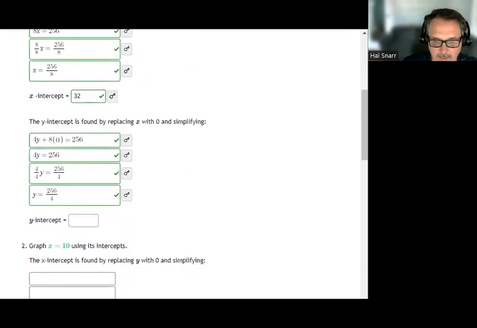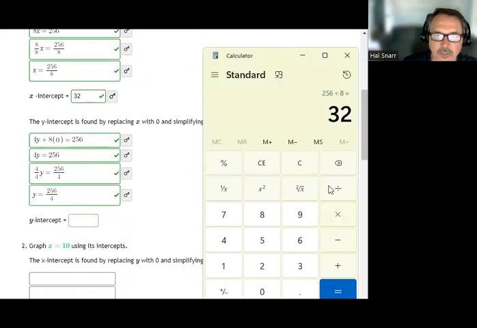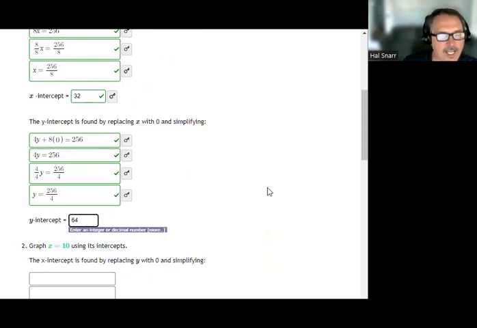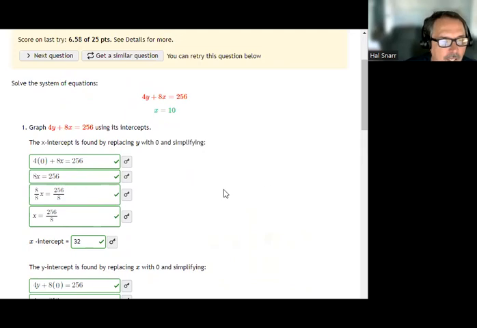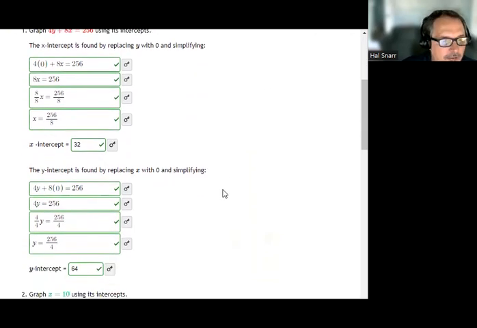And then I pull up my calculator, or I have a student pull up their calculator. We take 256 divided by 4, which is 64. Now I have both intercepts. I can graph equation 1, the red equation. The x-intercept is 32, the y-intercept is 64.